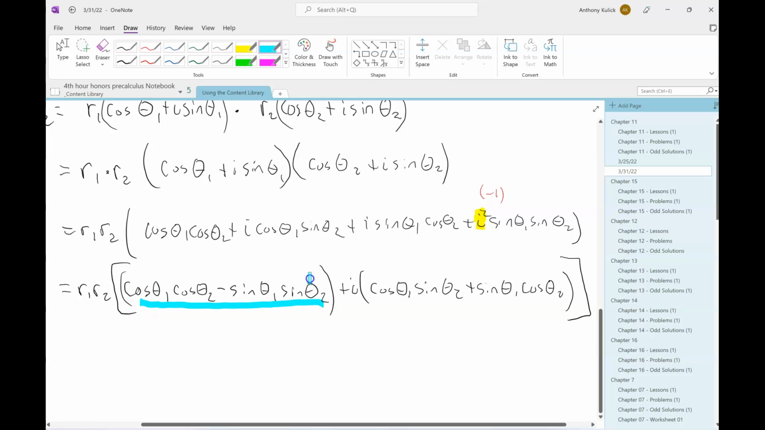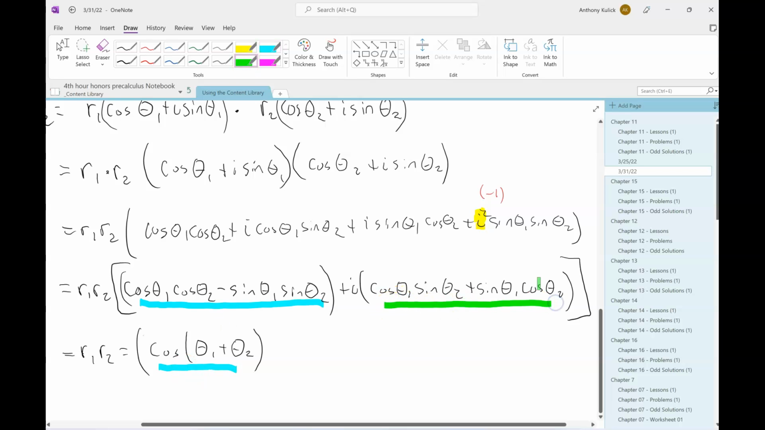If I look at that first quantity, does that look familiar? What do you guys think? Well, Mr. Kulik's asking me if it looks familiar, so it probably is something, right? Guess what that is? That is an identity. Which identity is it? That is the cosine of the sum of two angles.